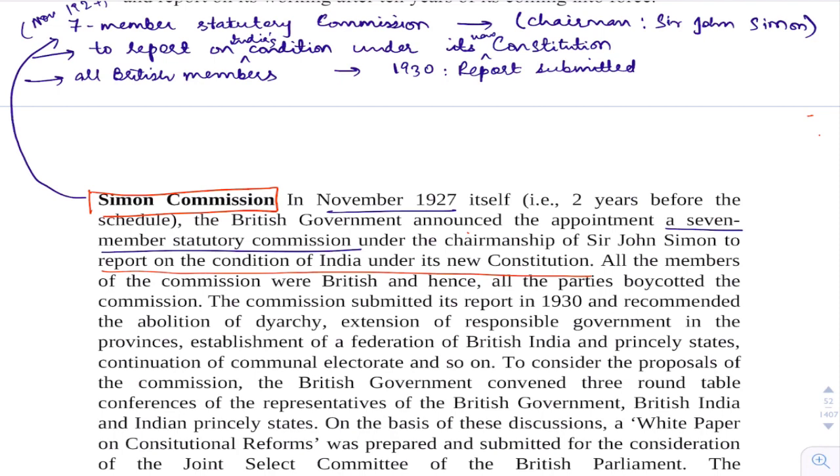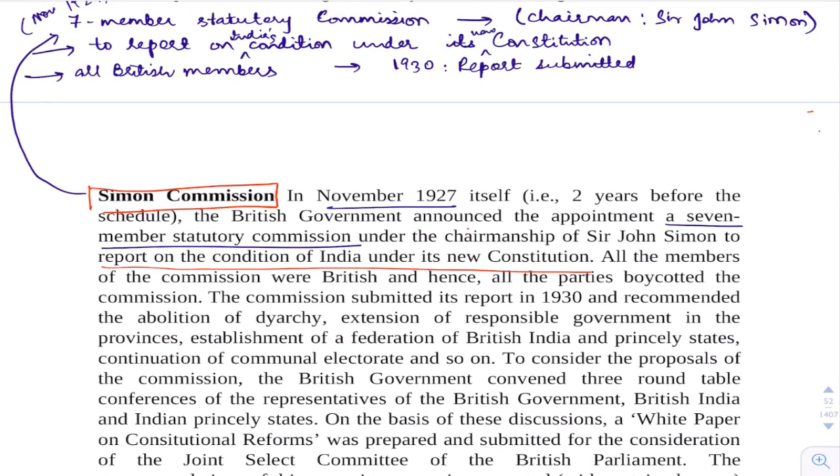And recommended the abolition of diarchy, जो हमने पढ़ा भी, dual rule, transferred and the reserved subjects, extension of responsible government in the provinces, establishment of a federation of British India and princely states, continuation of communal electorate and so on. Now ये सारे provisions मैं लिखूंगी नहीं, so I'm just highlighting. If you don't want to, you cannot write because history में तो आप पढ़ ही रहे होंगे, so it's okay by chance if you are avoiding writing it, ठीक है. So report आया जहाँ पे इनके कुछ recommendations थे, तो you can just have your recommendations 1, 2, 3, 4 etc. ये सारे recommendations थे.